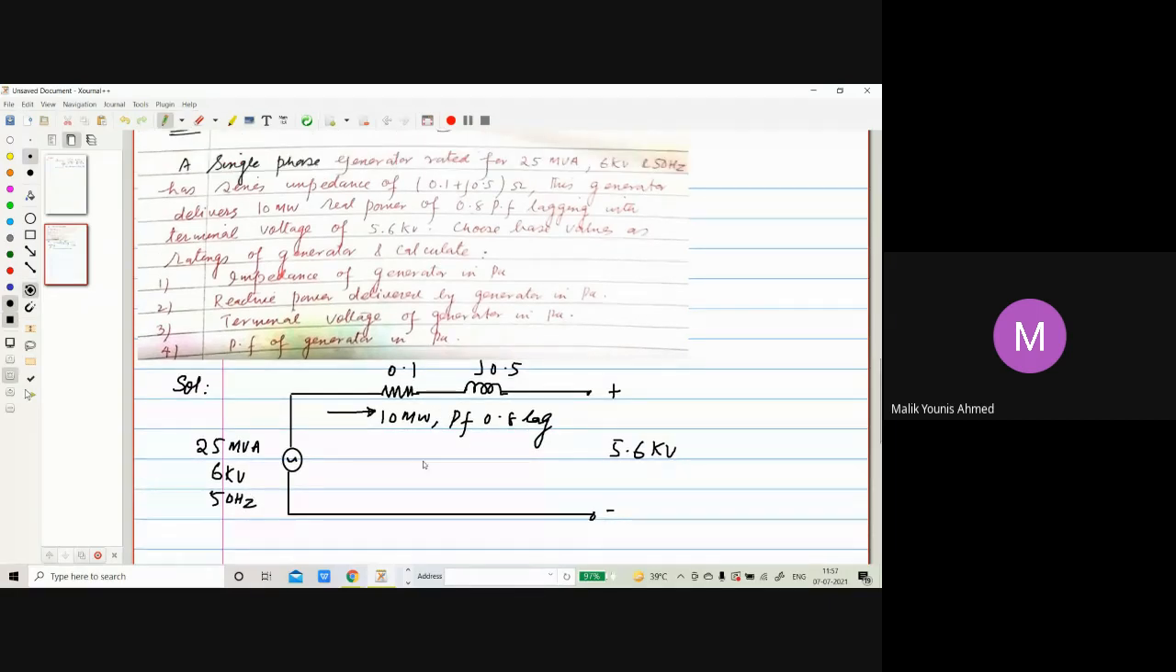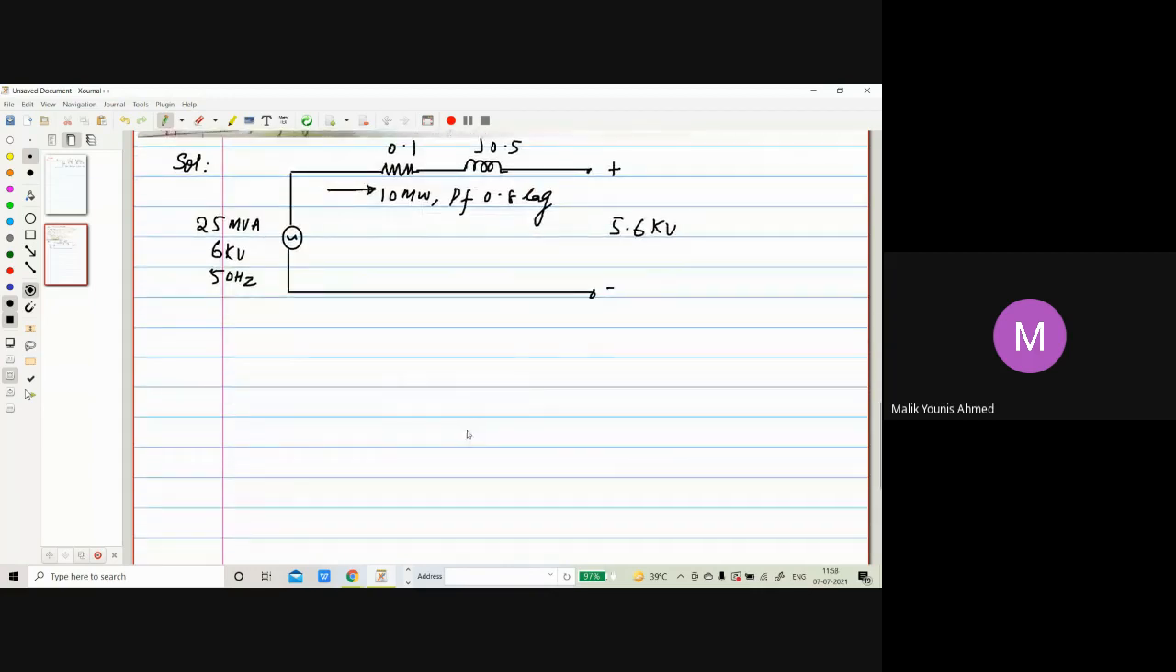Now first we need to write the base values. If the question says to choose base values as the ratings of the generator, then the ratings of the generator will be the base values. What are the two arbitrary base values? Complex power base and voltage base. So we have to use these for the generator. If it is not about the generator, then the question will specify which values to use as the base values. It will be given in the question. So let's proceed.